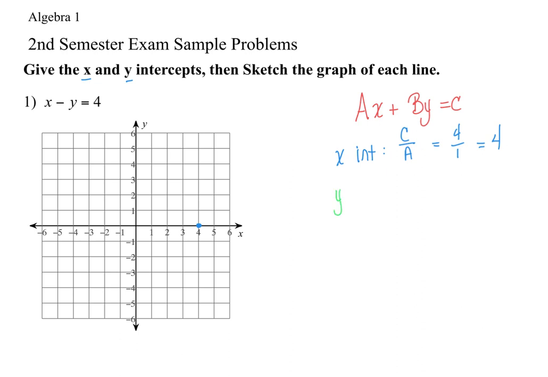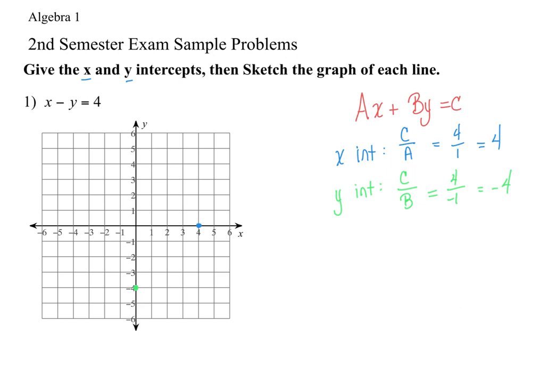The y-intercept then is what happens when you plug in a 0 for x. So this always ends up being that c value divided by the b, or the number in front of y. And so in this case, this would be 4 divided by -1, which gives you -4. And we would plot that on the y-axis.